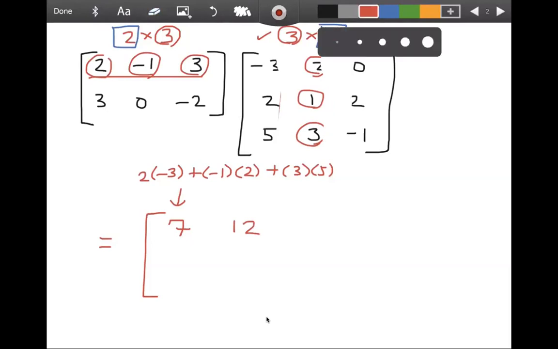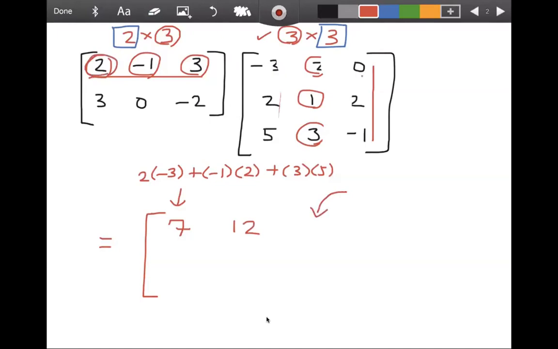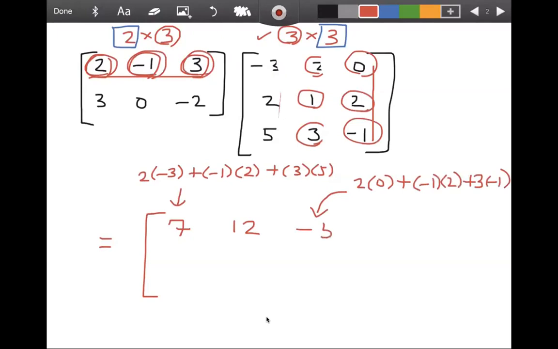All right, so the 1, 3 entry, that'll come from the first row times the third column. So this entry here will be 2 times 0 plus -1 times 2 plus 3 times -1. So what is that? That's 0 plus -2 is -2. -2 plus -3 is -5.